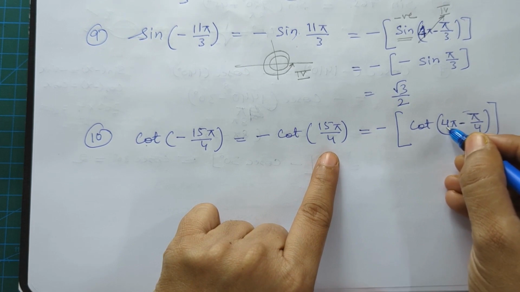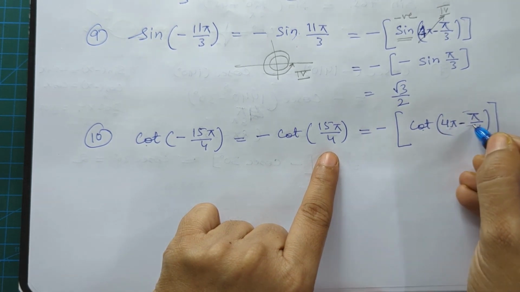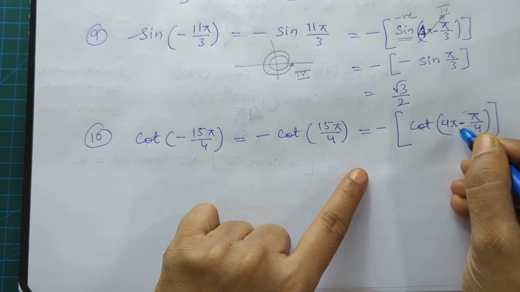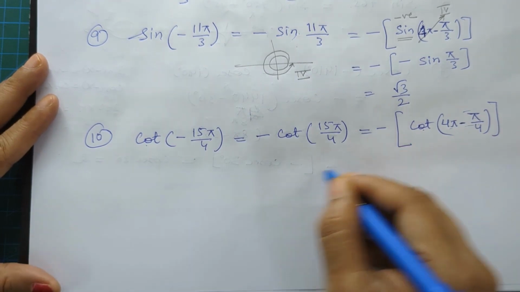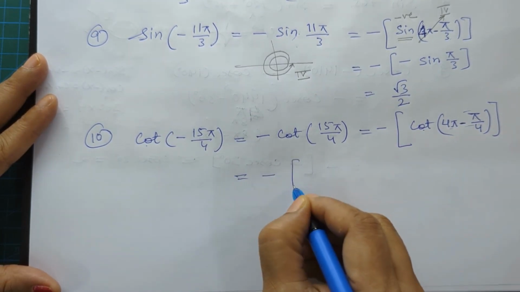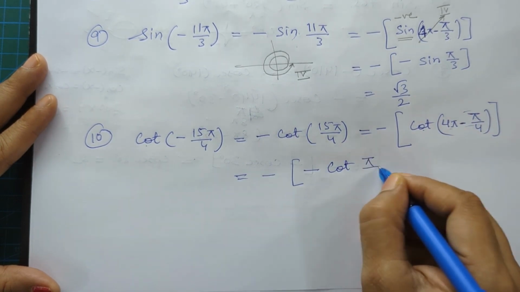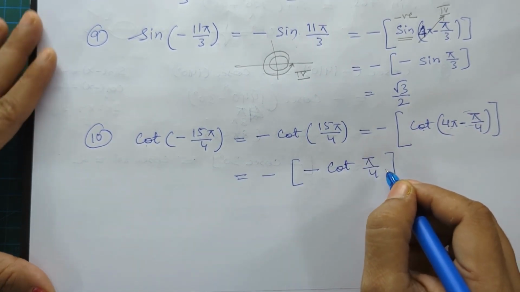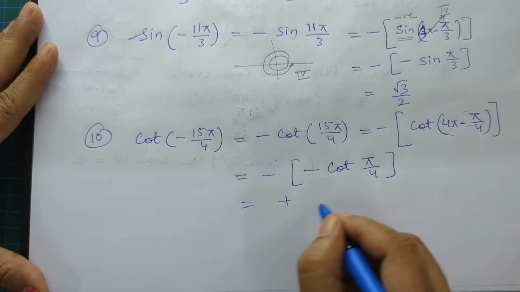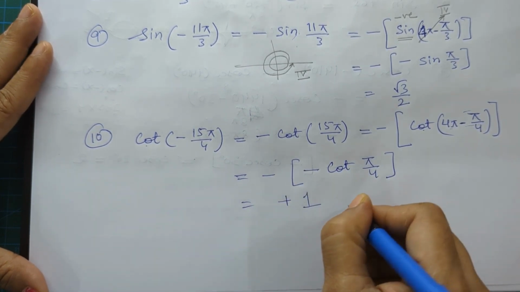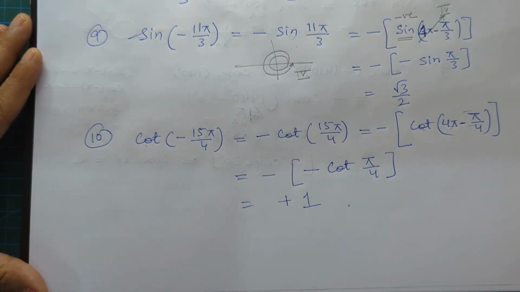Now the change is occurring with respect to x-axis, so cot remains cot. Where is this angle? This angle is in the fourth quadrant. In the fourth quadrant, cot is negative. So here we get negative of negative cot of π/4. π/4 is 45. So here negative of negative is positive. Cot 45 is 1. This completes exercise 3.2 of the NCERT class 11th maths textbook.